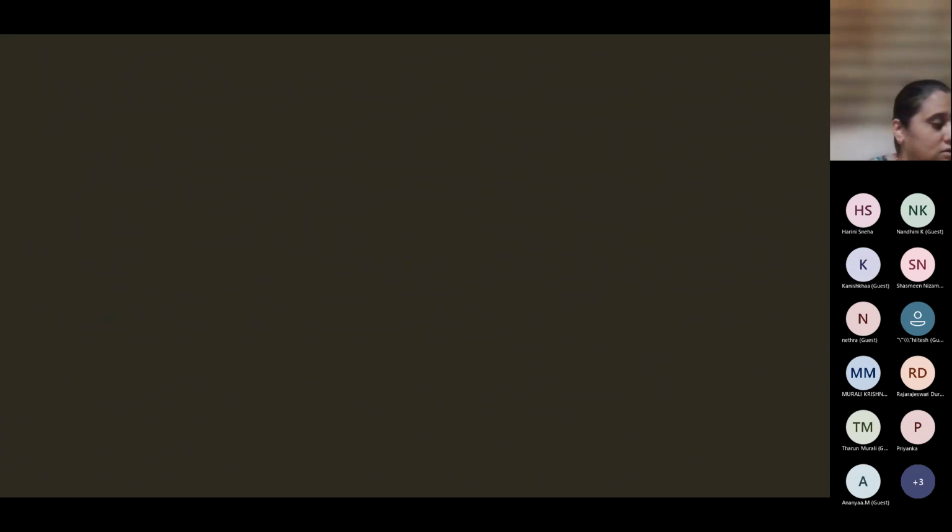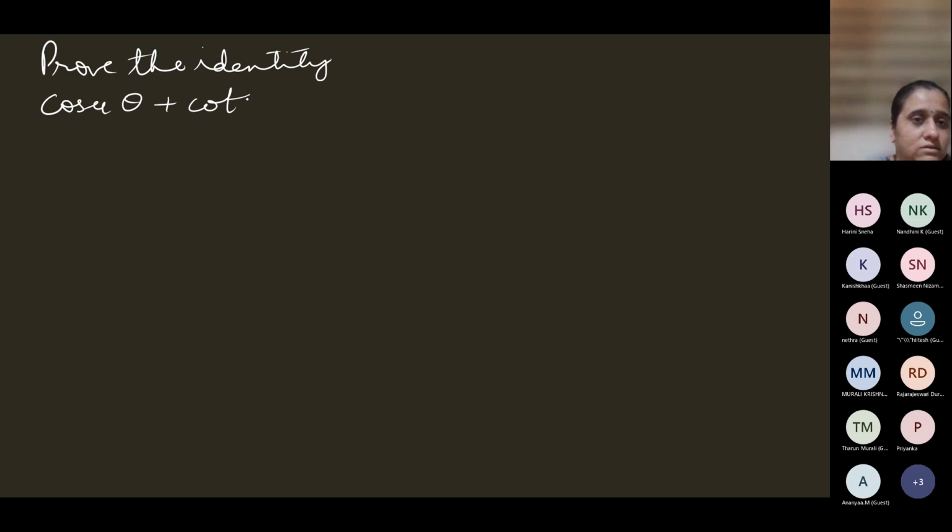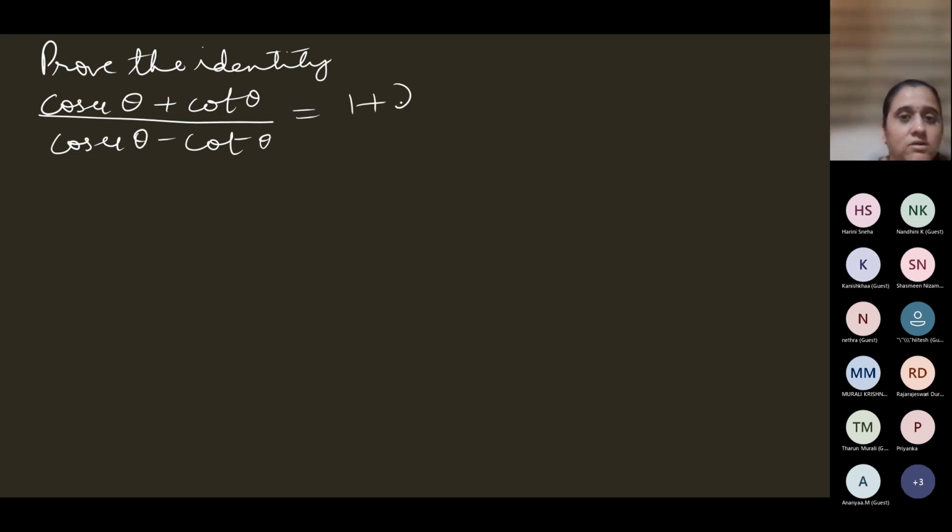This is the next one. So prove this trigonometric identity. Prove the identity. Prove the identity. All right. Cosecant theta plus cot theta divided by cosecant theta minus cot theta is equal to 1 plus 2 cosecant theta cot theta plus 2 cot square theta.